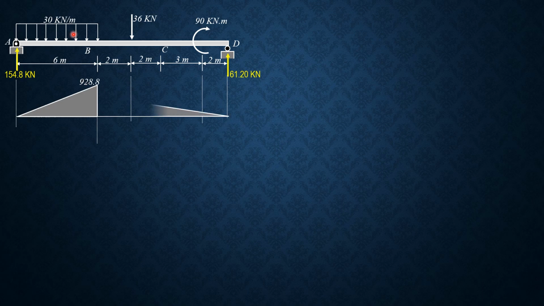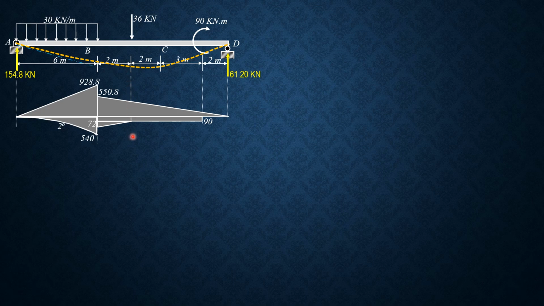Due to this loading, due to this reaction, 61.2 times 9 is 550.8. Due to this loading, second degree, 30 times 6 times 3, second degree is 540 over EI. Just make EI 1, it is constant. Then due to this 90 kilonewton load, 90, and due to this load 36 times 2 is 72 over EI, or 72. So this is the moment diagram by parts.